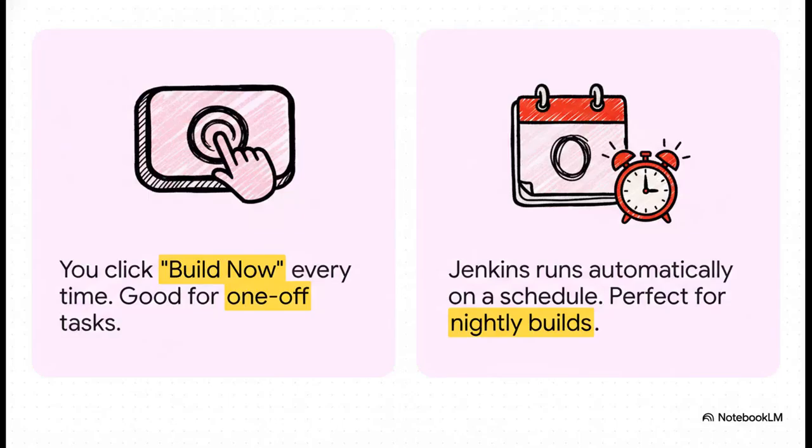So, when it comes to actually running these jobs, you've got options. You can always kick them off manually just by clicking the Build Now button, which is great for one-off tasks. Or you can set up a schedule, kind of like a cron job, and have Jenkins run it for you automatically, say every night at midnight or every single hour.